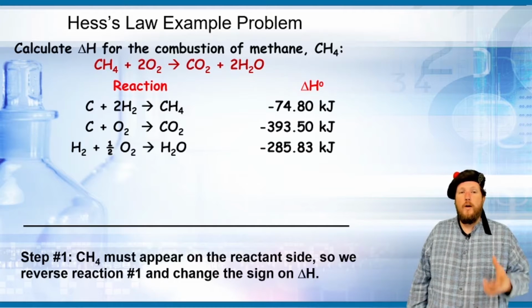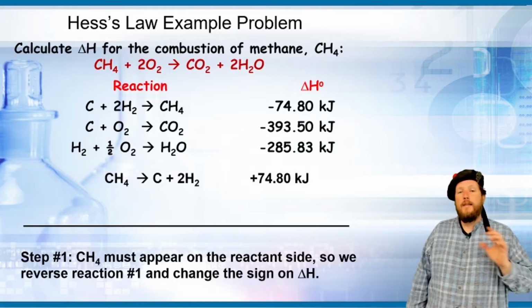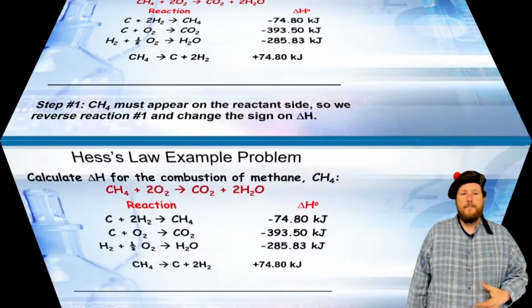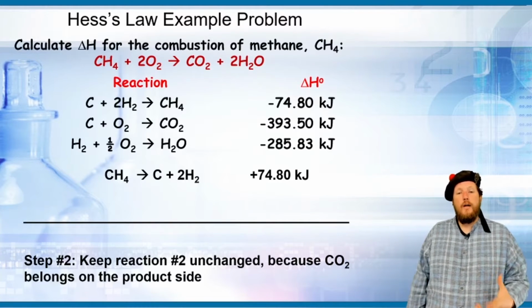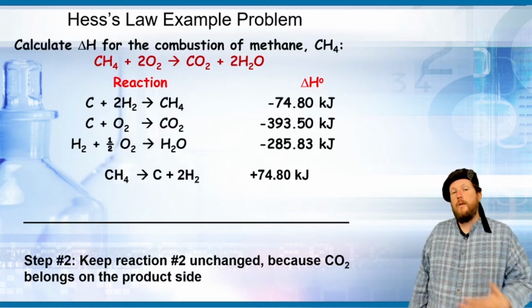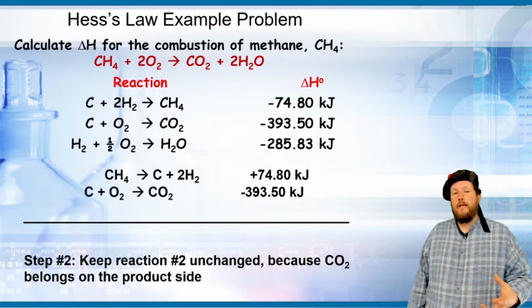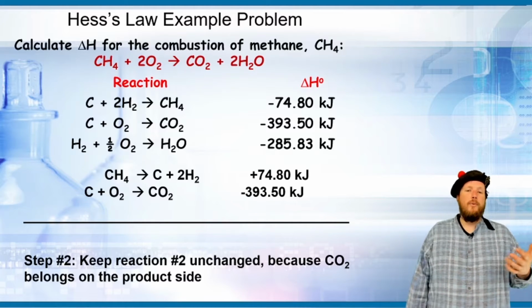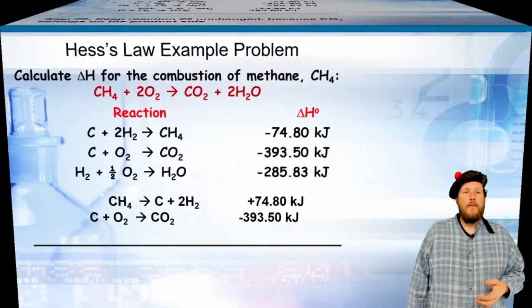So equation one, because we need CH4 on the left-hand side, we're going to reverse that. And what that does is it changes the sign of delta H from negative to positive. So to keep reaction number two unchanged, because only one CO2 needs to be on the product side, we'll just leave that one how it is. So C plus O2 becomes CO2, and that's negative 393.5 kilojoules.